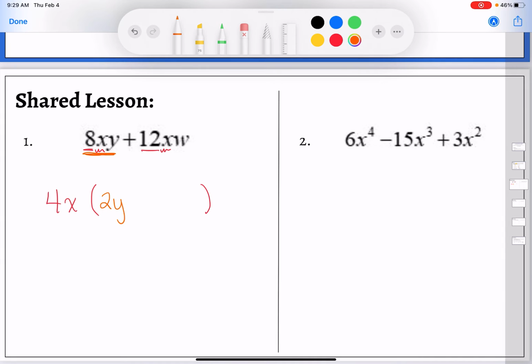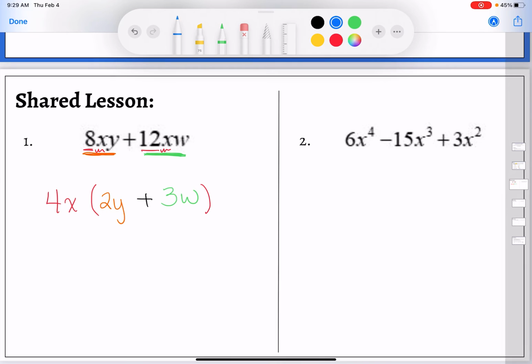So my first term in my parentheses would be 2y. Then I have my plus sign that separates my terms, and then I see that I have my second term here, and I say, okay, what would I have to multiply 4x by to give me 12xw? Well, I'd have to multiply 4 times 3, and I'd have to multiply by a w to get w in my answer. So if I have 4x as my greatest common factor, I would have to multiply 4x times 2y to get 8xy, multiply 4x times 3w to give me 12xw.